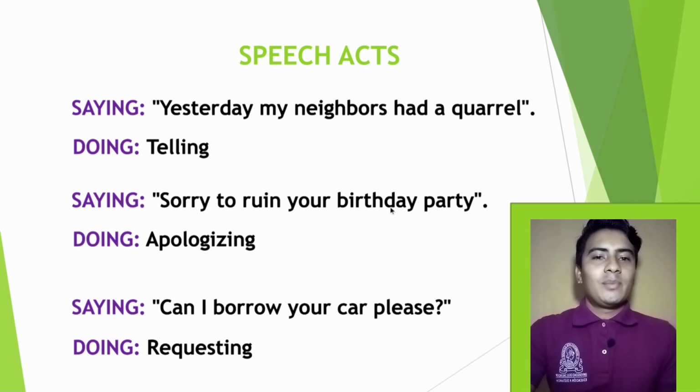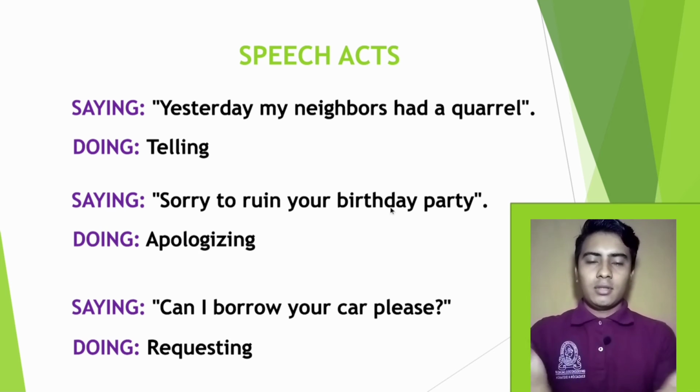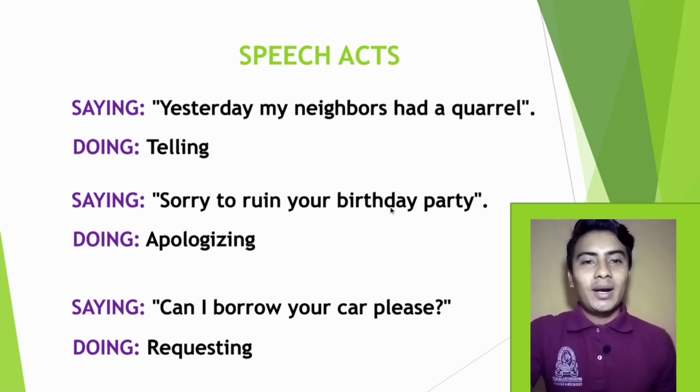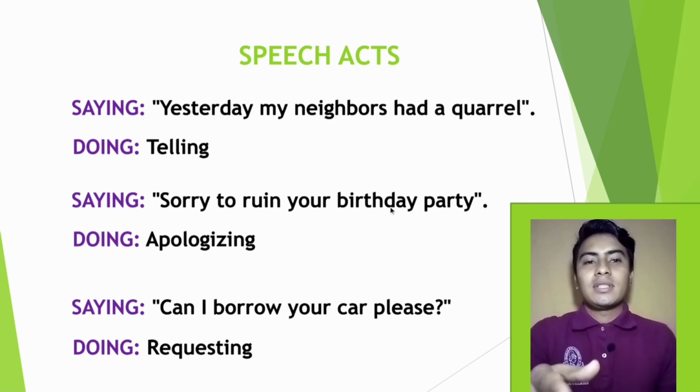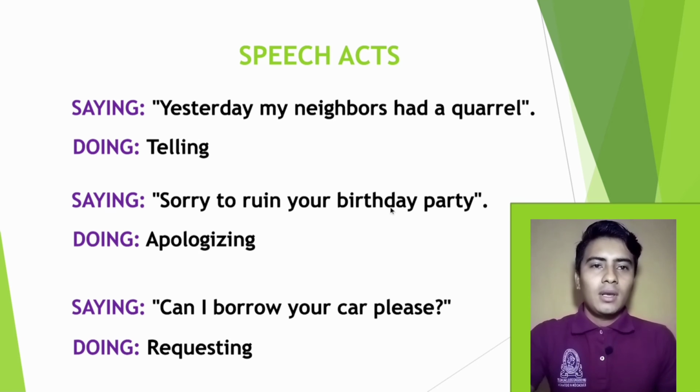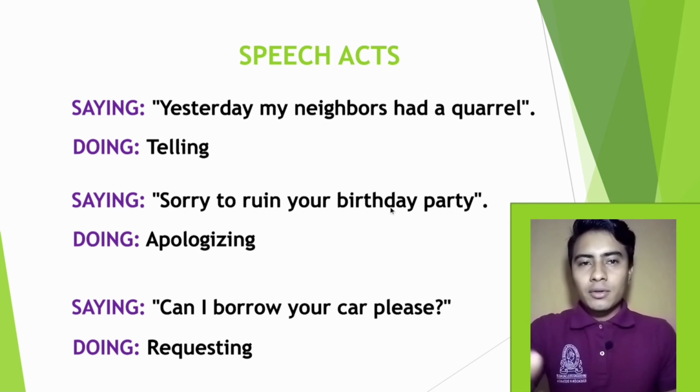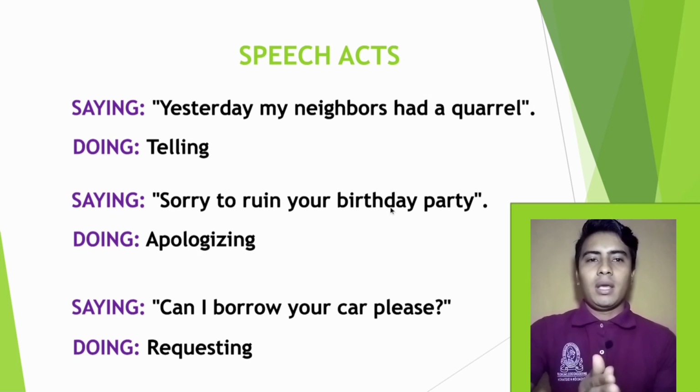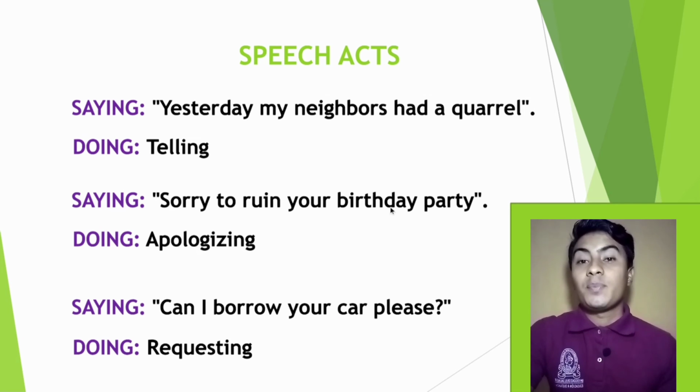Here we have more examples of speech acts. In the first one, the person says, yesterday my neighbors had a quarrel. In this case, the person is telling something, and of course, he said something. In the following example we have, sorry to ruin your birthday party. Here this person is speaking, and in turn we can say that he is apologizing. In the last example, can I borrow your car please? The person is making a request, and of course, is speaking at the same time.